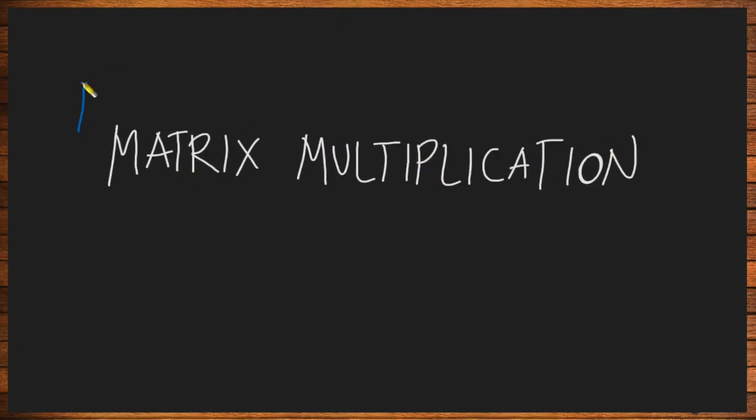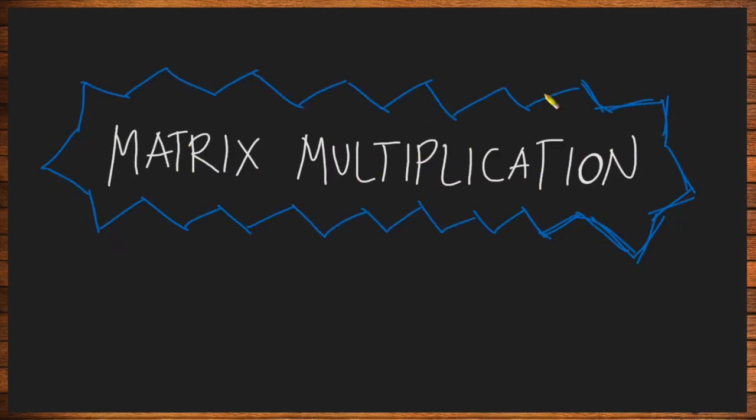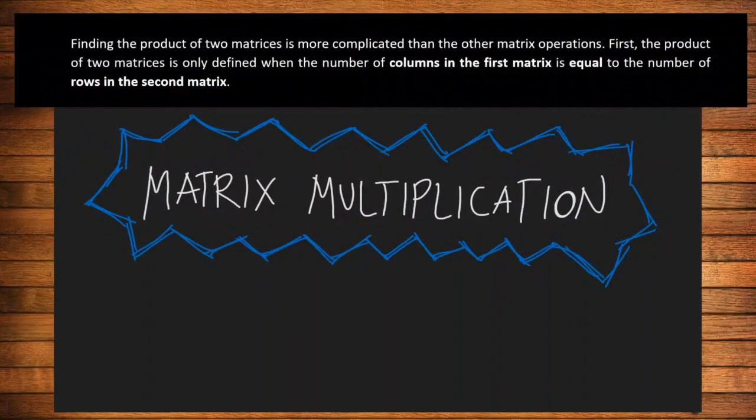Hey guys, in this video we'll take a quick look on how to multiply matrices. Finding the product of two matrices is more complicated than the other matrix operations. First, the product of two matrices is only defined when the number of columns in the first matrix is equal to the number of rows in the second matrix.